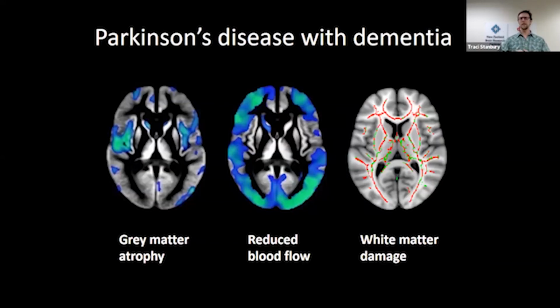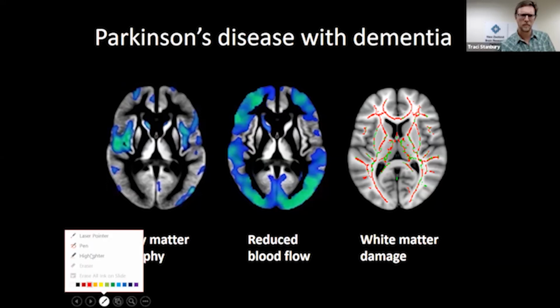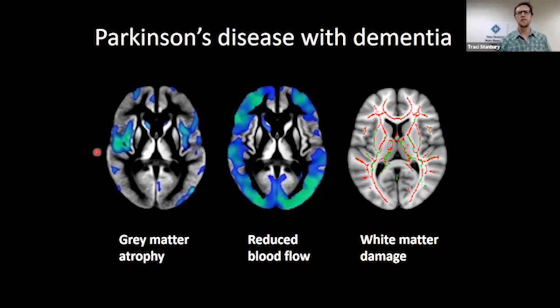Probably the best demonstration of how we're using imaging is if we look at the most extreme case. That is looking at individuals with Parkinson's disease who have actually developed dementia. And that's what I'm displaying here. If I put the pointer on here. Right, so what we're looking at here is a representation of what we're finding. I've displayed this on a horizontal slice. So if you slice the brain this way and look down from above, that's what we're looking at.